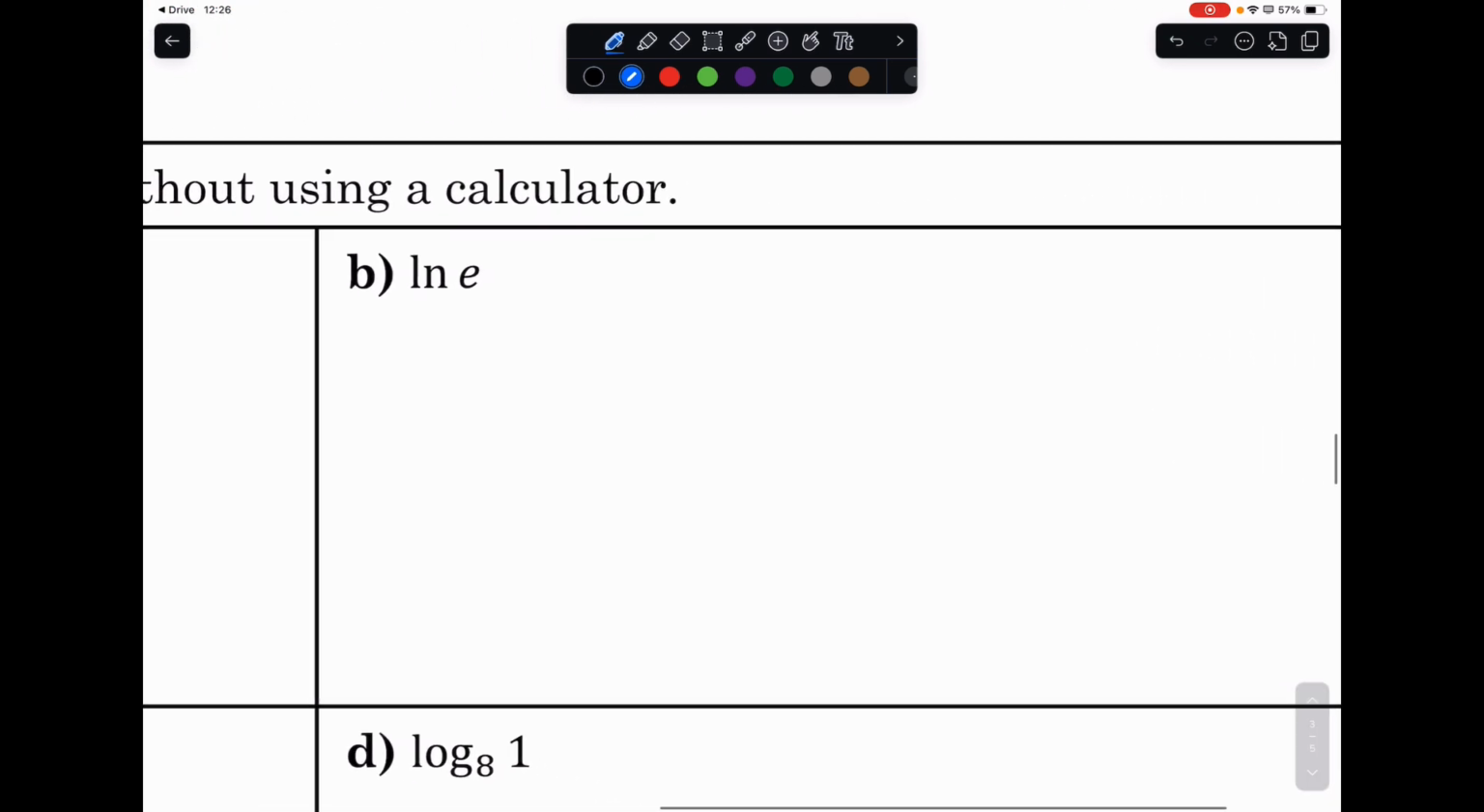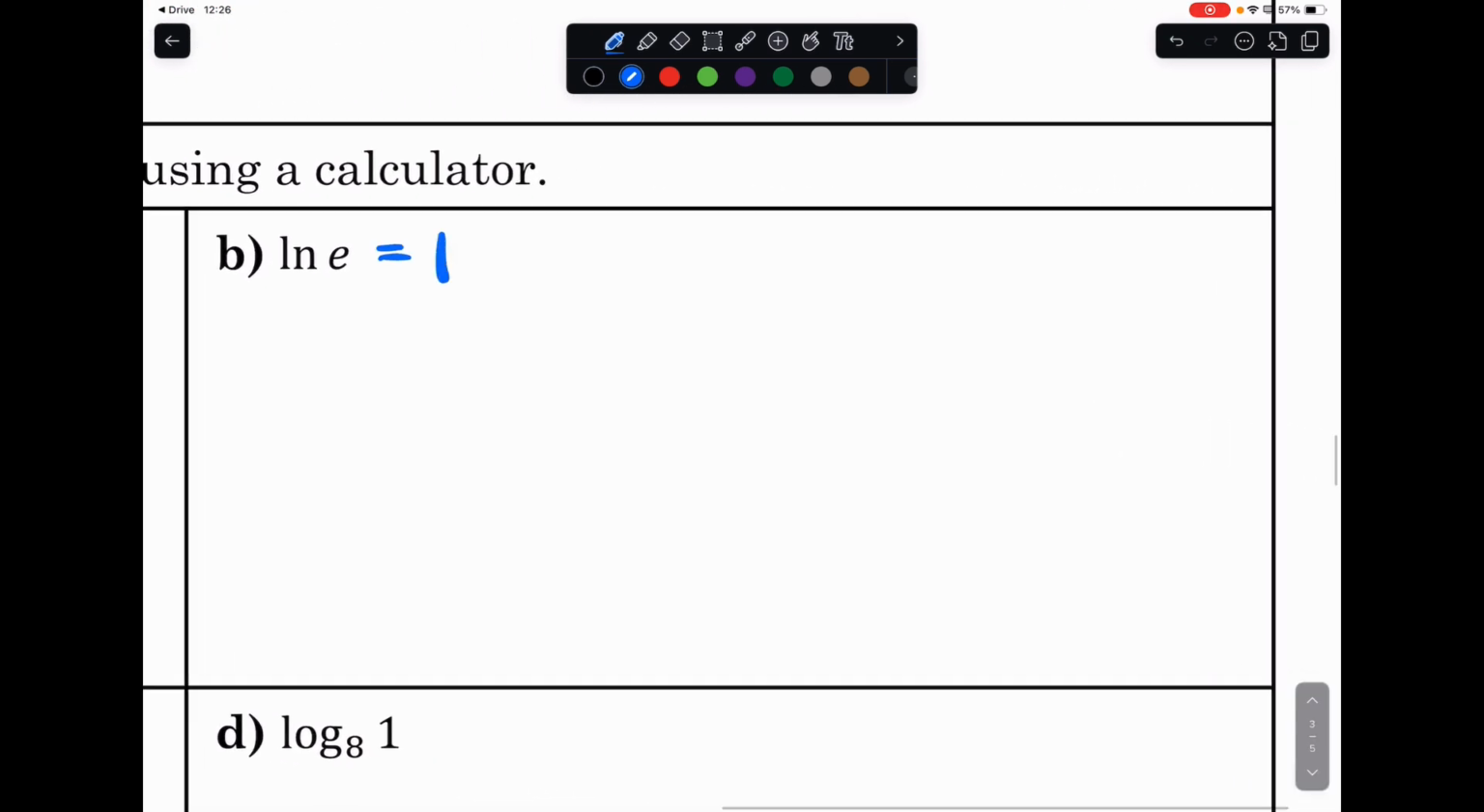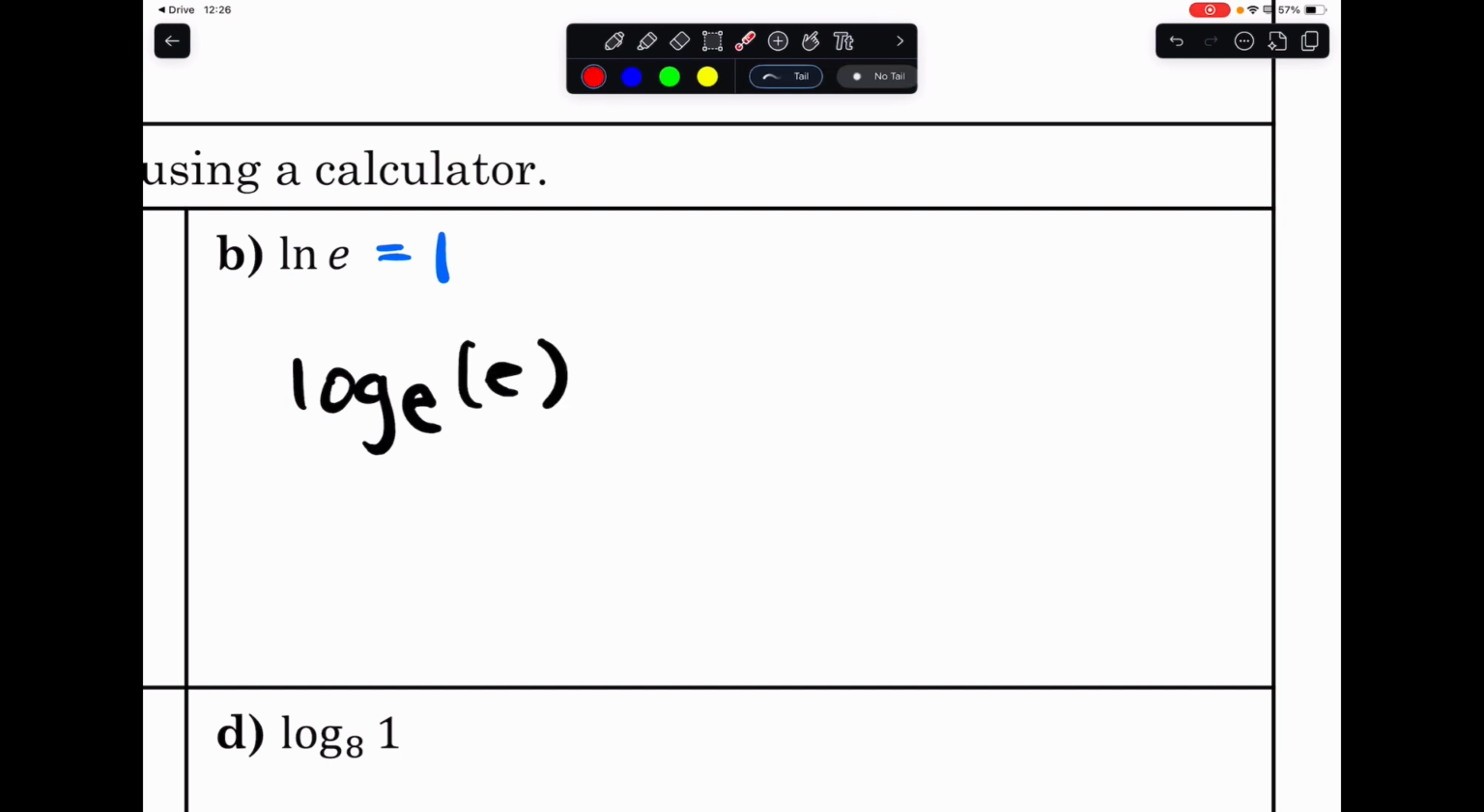Similarly, this example right here is going to end up equaling 1. The notation here is that since they're using the natural log, ln, recall that that means we have a log with base e of this value of e. This is what we're trying to evaluate. And since the base and the value we want to take the log of are the same, that means this has to equal 1, because e has to be raised to the first power to equal that value of e. So this raised to this power of 1 equals that.